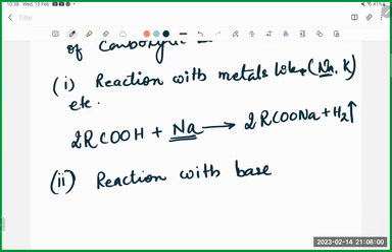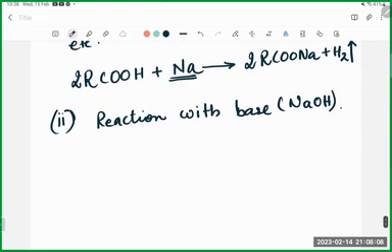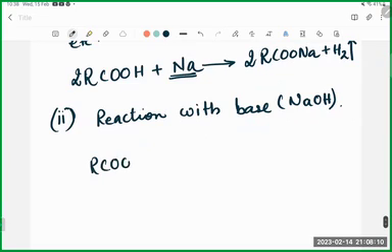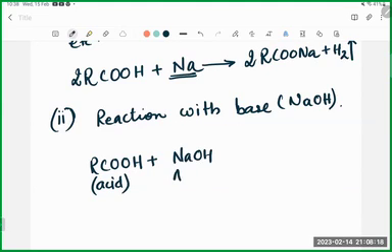So, reaction with a base. The base may be sodium hydroxide, potassium hydroxide, anything. Suppose, for example, we have taken sodium hydroxide. Carboxylic acid is a reactant, which is an acid. Sodium hydroxide is an alkali. What is an alkali? All alkalis are bases, but all bases are not alkalis. Those that are soluble in water only are alkalis. Correct, but they are bases, no worry.